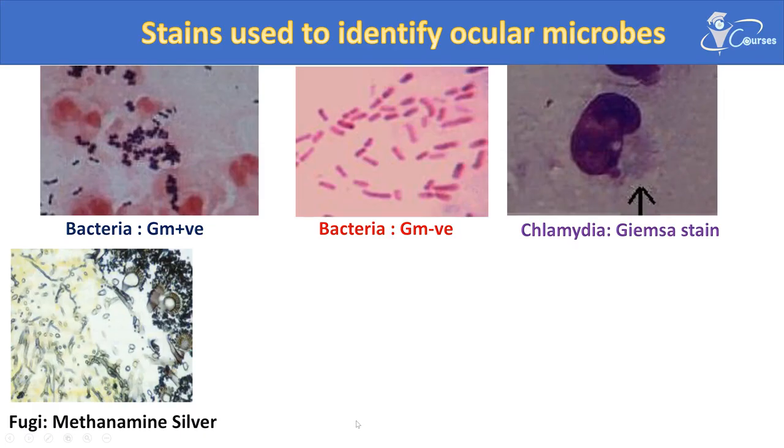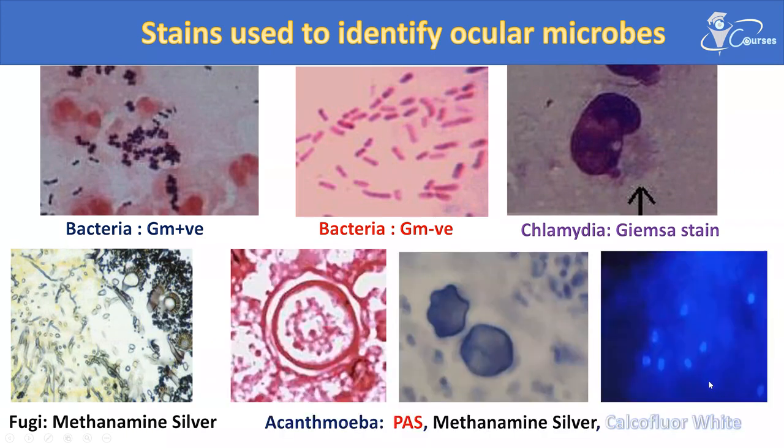The acanthamoeba can be stained with a wide variety of stains, like periodic acid Schiff here, or methenamine silver, or the calcofluor white. So these are different stains used for staining the acanthamoeba, as we are going to see later on.